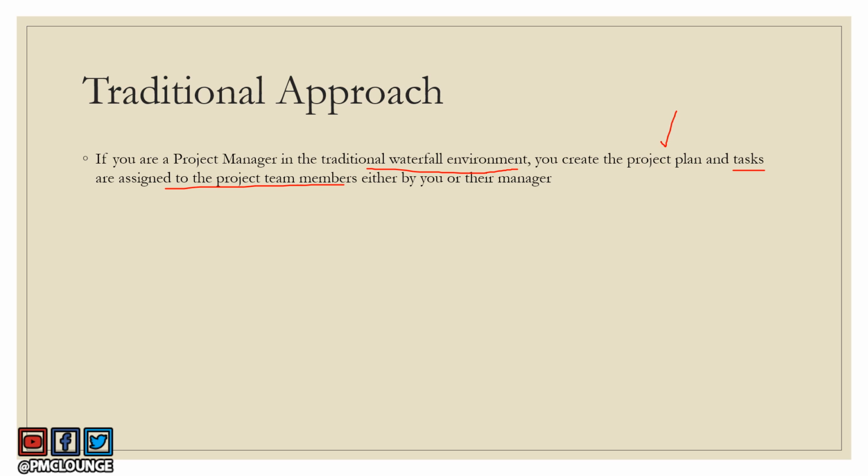Now, these tasks could be assigned by you if you're working in a projectized environment, or these tasks could be assigned to the project team members by their respective managers if you're working in a matrix environment. So that's how work was traditionally allocated to different project team members. But Scrum teams do not operate like this. Scrum teams are self-organizing, and this is the difference between the Scrum environment and the traditional waterfall environment, because nobody is telling the Scrum team members what to do.